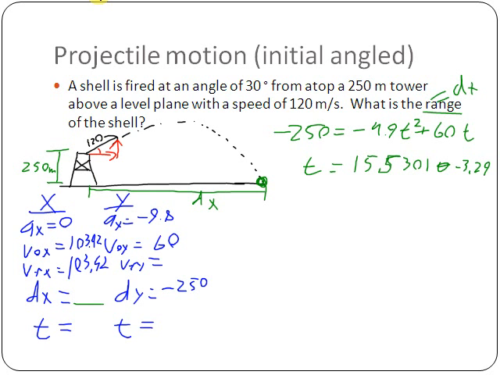Since this is the quadratic formula, we do get two solutions here, but there's only one physical solution. It's obviously the case that this object did not hit the ground before it was fired, so we can get rid of this negative solution here. That's the non-physical solution, and we're going to stick with the 15.5301 right there. That's going to be the value we're going to use here.